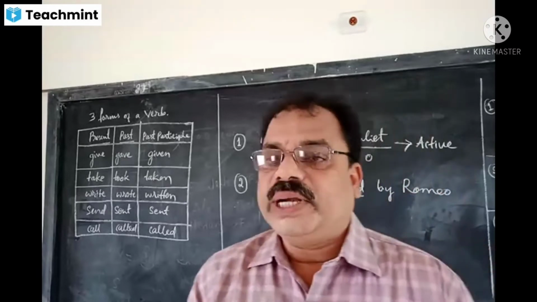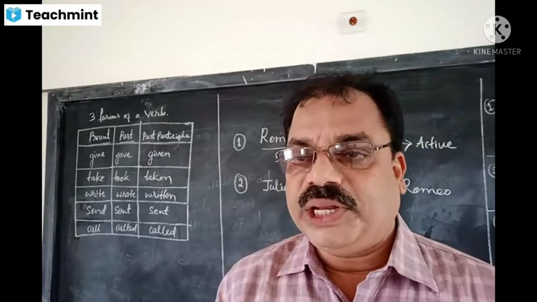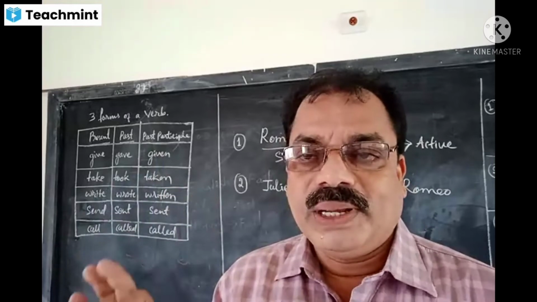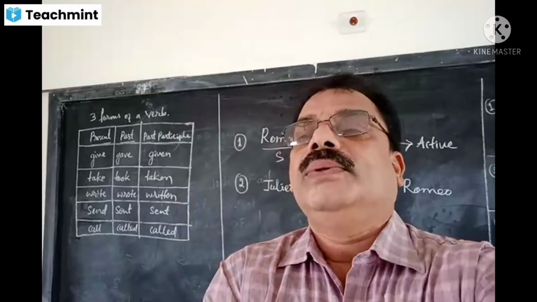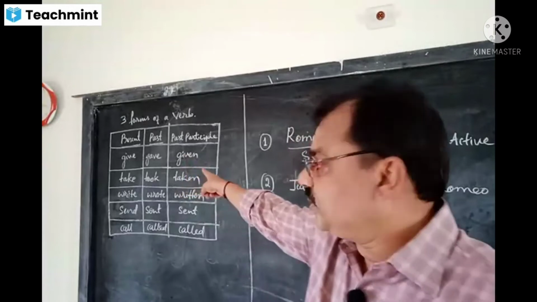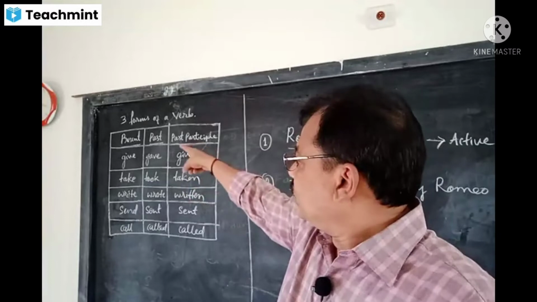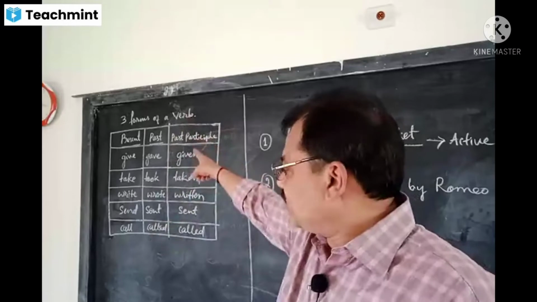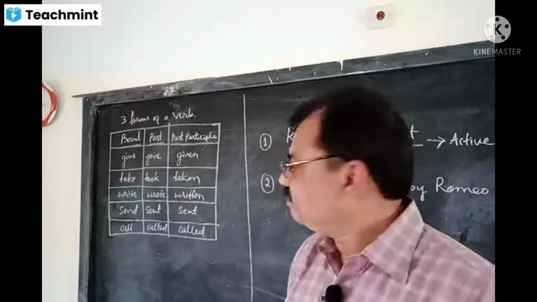Now, students, do remember every verb has three forms: present tense form, past tense form, and past participle form. Now, look at the three forms which I had written on the board. I think it is very clear for you. Three forms of a verb: present tense form, first column; past tense form, second column; past participle form, third column.